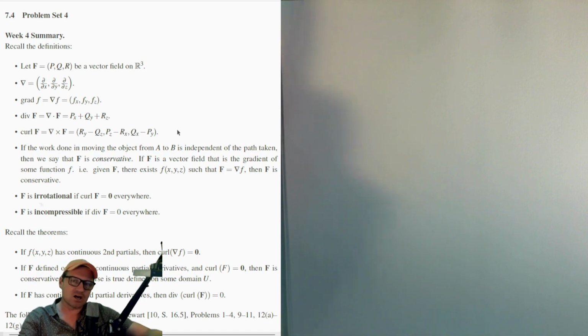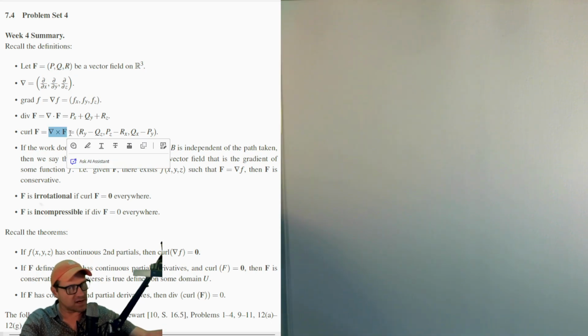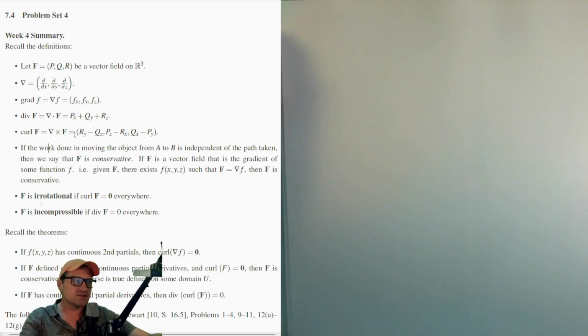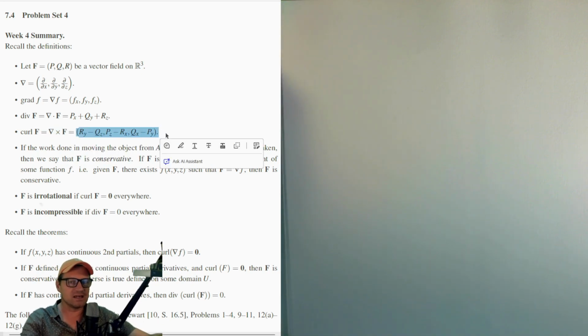Okay, finally, curl of the vector field uppercase F can be thought of, as an aid to memory, as the cross product of this nabla with the vector field uppercase F. But from my experience, you don't want to have to calculate this cross product every time you calculate curl. So this formula here can make that a bit easier to do in practice.